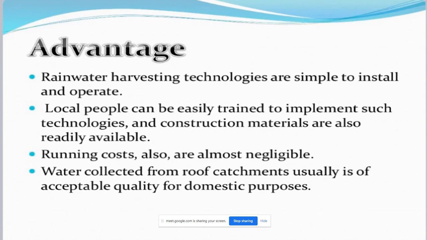There is a huge advantage also of rainwater harvesting system: rainwater harvesting technologies are simple to install and operate. Local people can be easily trained to implement such technologies, and construction materials are also readily available. Running costs are almost negligible. Water collected from roof catchment usually is of acceptable quality for domestic purpose. For example, it does not need a great amount of purification. It is already fresh, and we can use a certain low level filter, and then it can be used as a potable source of water.